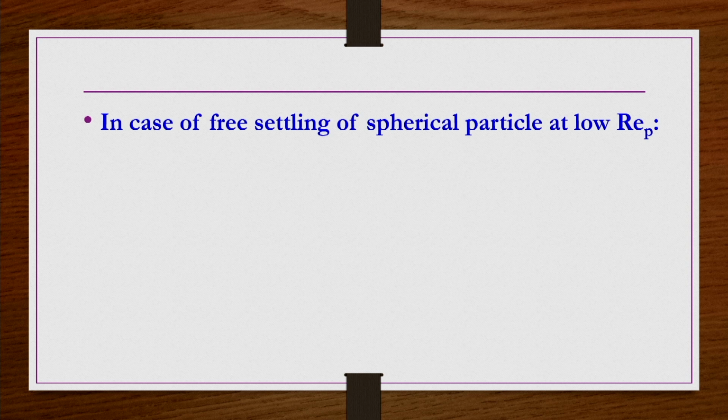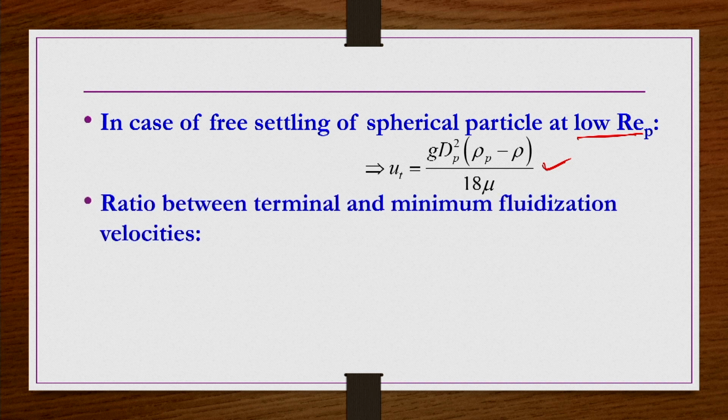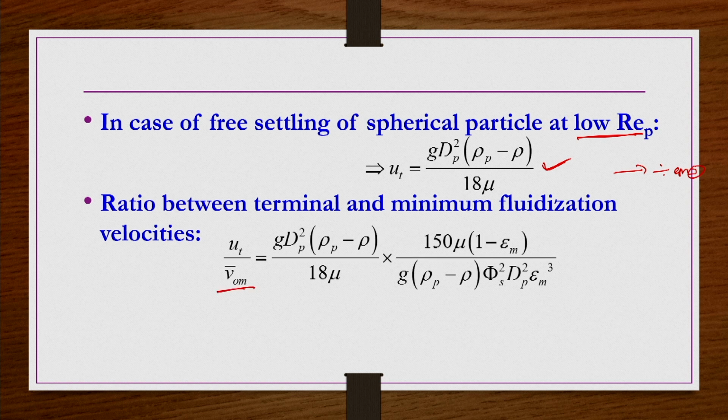Now, what we do is try to see the free settling velocity of a single particle and compare it with the minimum fluidization velocity for small Reynolds number conditions. When Re_p is less than 1, we have already seen that for a spherical particle the free settling velocity is g d_p squared delta rho by 18 mu, right. Now we take the ratio between this terminal velocity and the minimum fluidization velocity, that is u_t by V_om bar. This equation is divided by equation number 3, the previously derived equation.